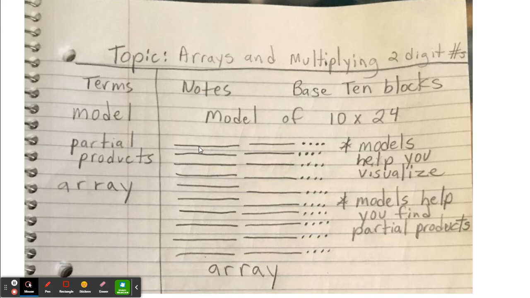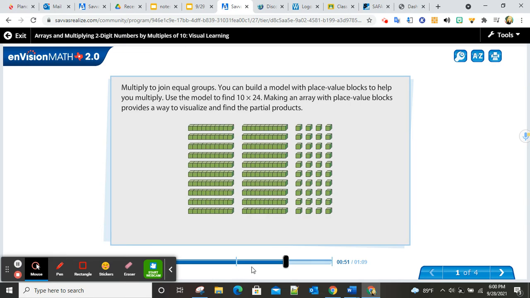So I drew a model of 10 times 24. I have two tens and four ones to represent 24, and I drew this 10 times to show times 10. This is called an array. If you want to pause the video to finish writing your notes, this is a good time to do so. Let's continue watching the video.